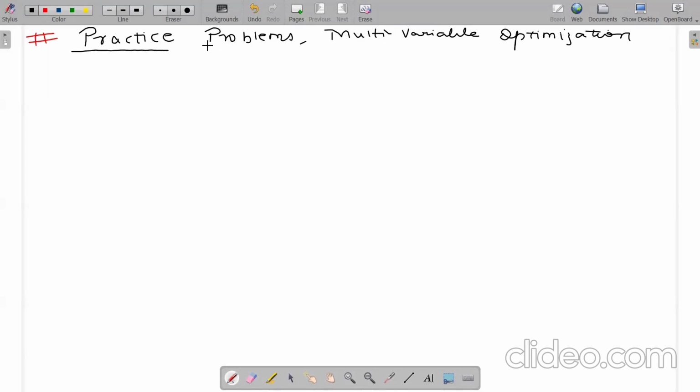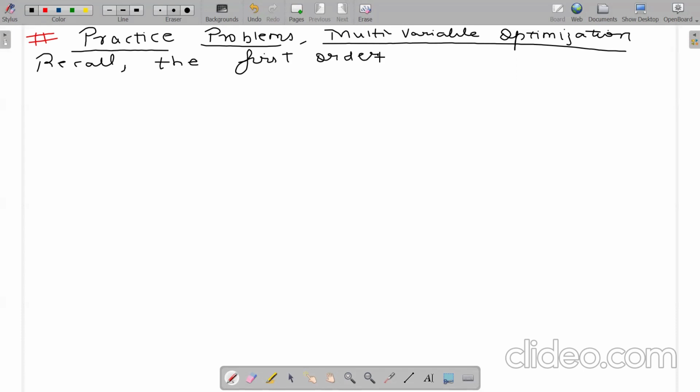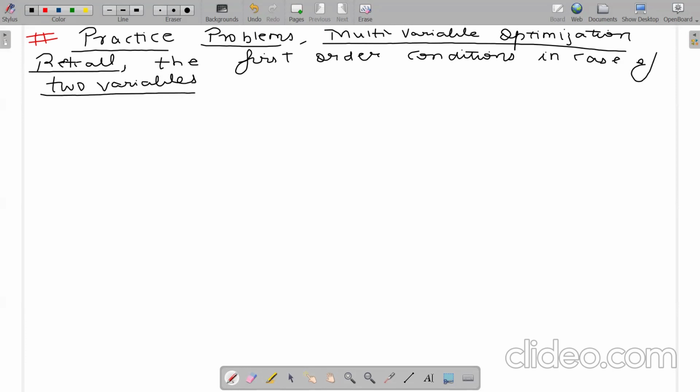Okay, so I'm quickly revising with all students the first order conditions and the second order conditions for multivariable optimization. So recall the first order conditions in case of two variables. We have done this theorem in our lectures on multivariable optimization. I'm quickly revising it in this particular lecture just for clarity.